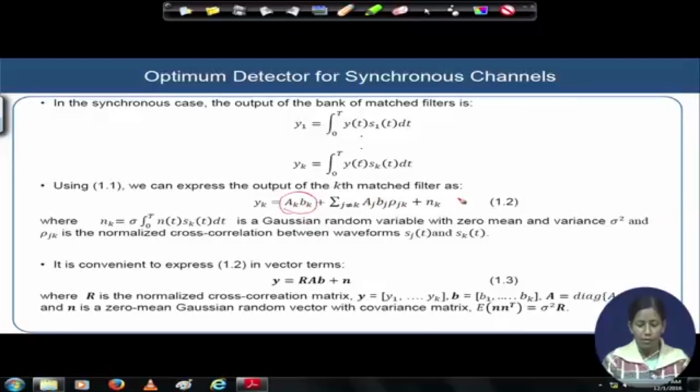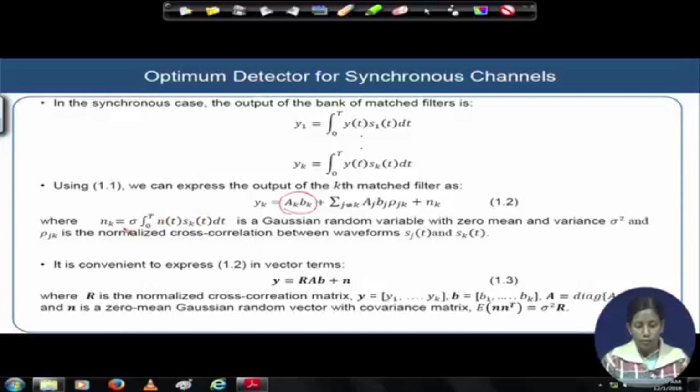n_k, as usual, is a Gaussian random variable which accounts for the noise component associated with the process, and it has zero mean and variance sigma squared. Remember, this n_k can be expressed with n(t) multiplied with the independent signature waveform and integrated from 0 to T.